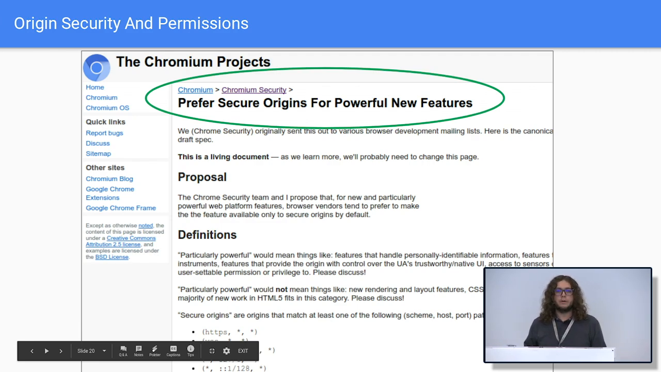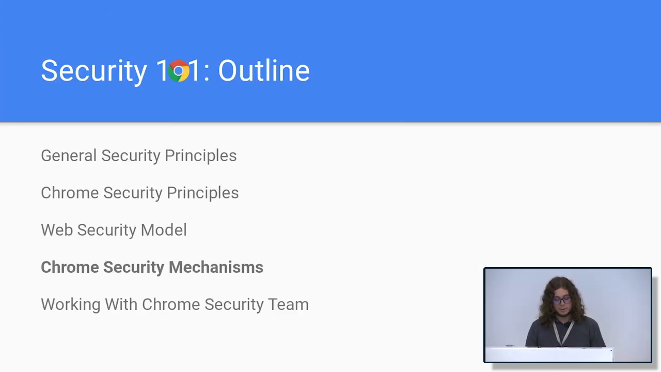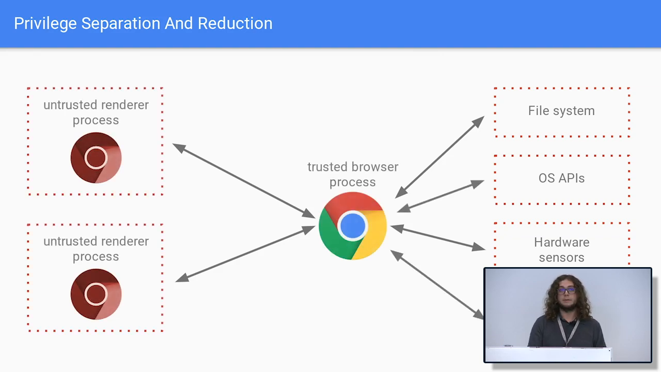In order to prevent that, we try to limit powerful features to HTTPS only, and this will come up when your feature is going for a security review, as I'll talk a bit more about that later. Okay, so let's go back to Chrome and talk about how these mechanisms are implemented in Chrome.